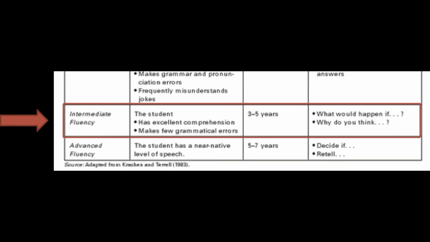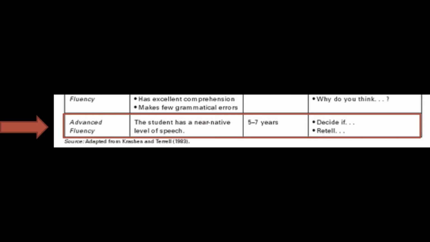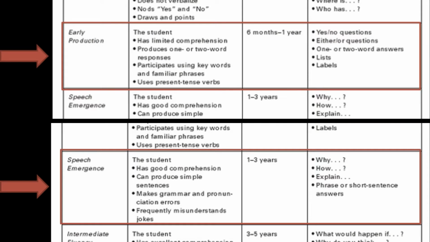And advanced fluency, the student has near native level of speech. I don't know how many students we have that really fit into that category. That's why I say I believe that most of them are in the early production and speech emergence stages, some maybe in intermediate fluency. Keeping this in mind is super, super important because they cannot perform in a subject in science and math and history if they do not have the code that they need. And in this case, that's the language.